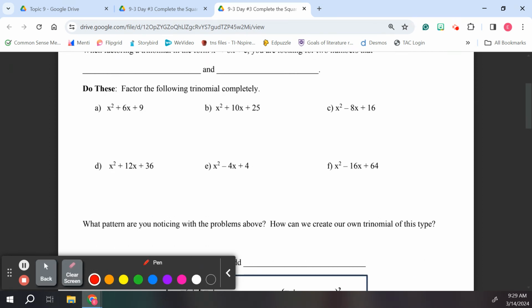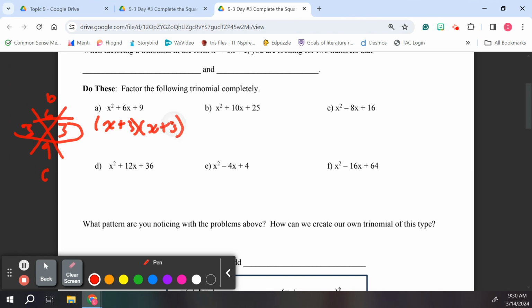So if I look at A, I do the X method where I have my b up here and my c down here. This will be 6, this will be 9. And I'm trying to find what factors of 9 are going to add up to 6. That's going to be 3 and 3. So this is my factored form. So this will be x plus 3 times x plus 3.